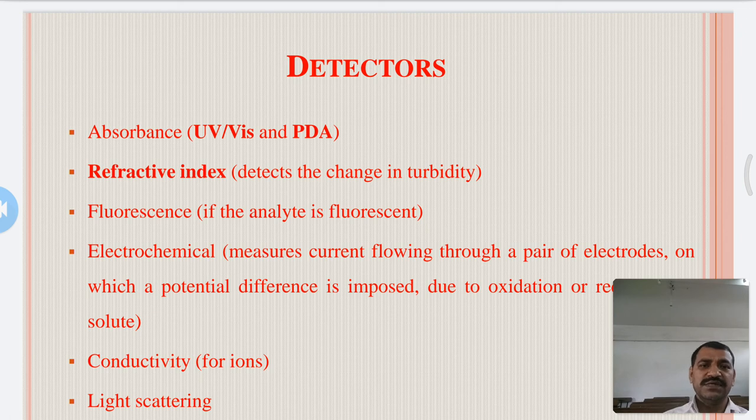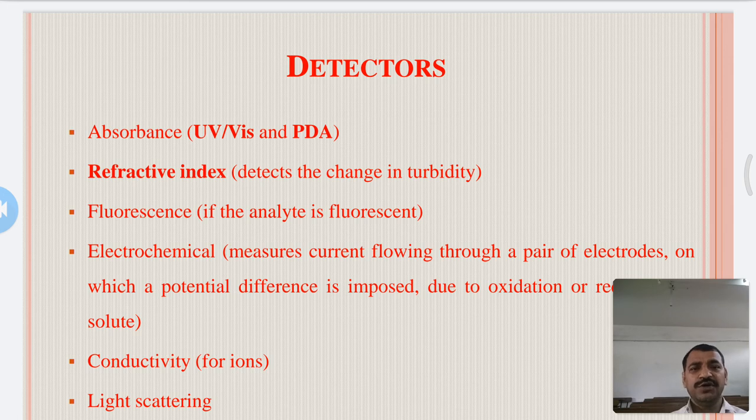Next, the fluorescence type of detector. These detectors are used when the analytes are fluorescent. Their main drawback is that not all analytes are fluorescent, so only fluorescent components can be analyzed with this detector. Next is the electrochemical detector. It measures the current flowing through a pair of electrodes on which a potential difference is imposed, due to an oxidation-reduction reaction.